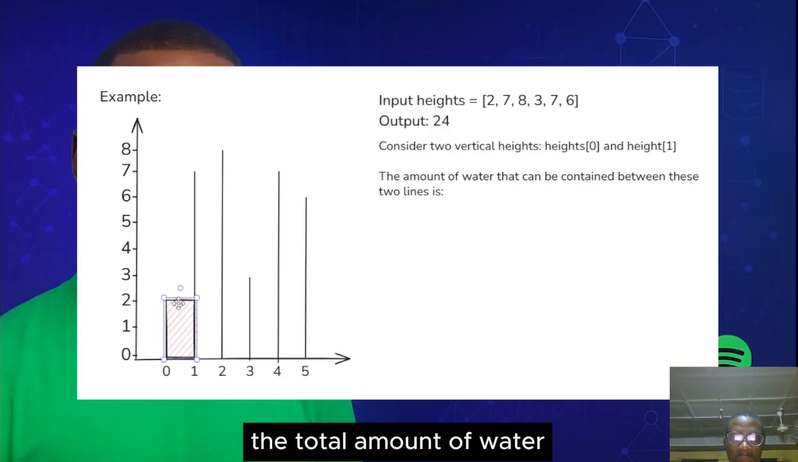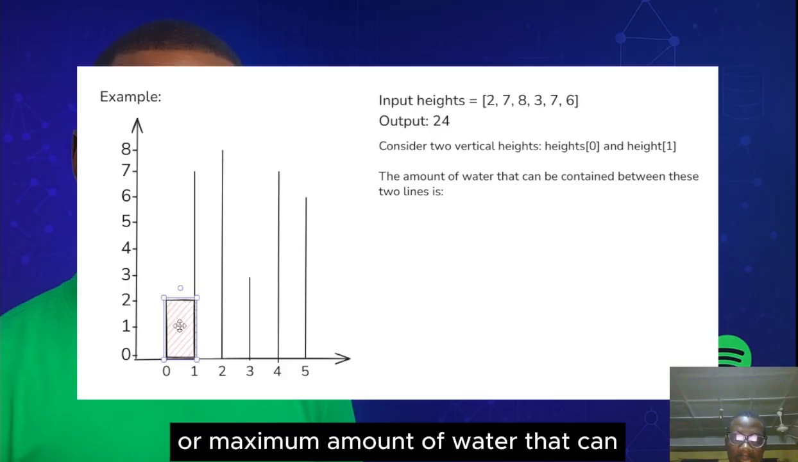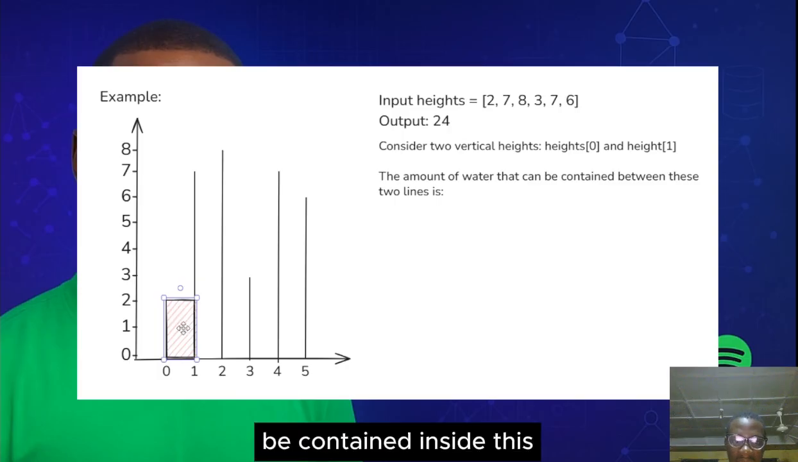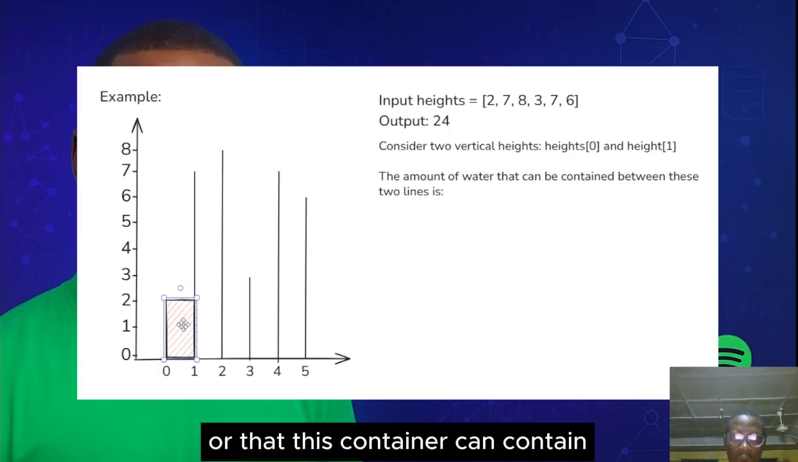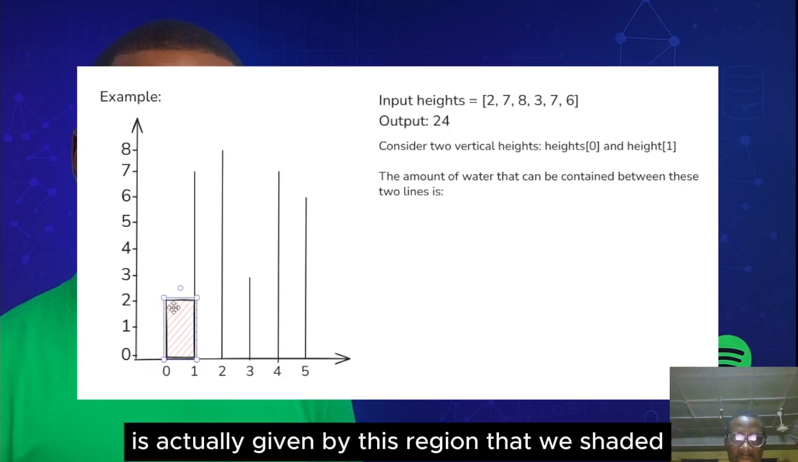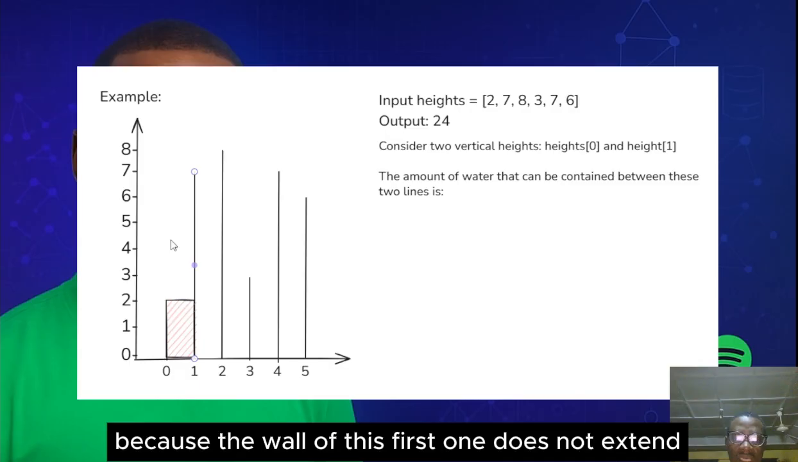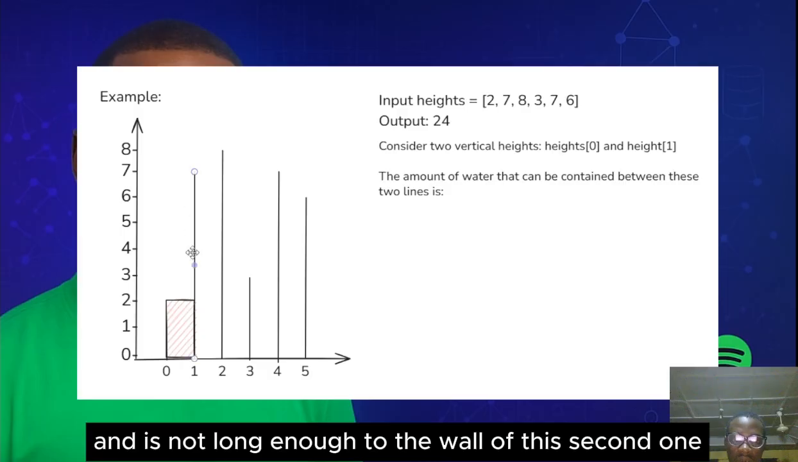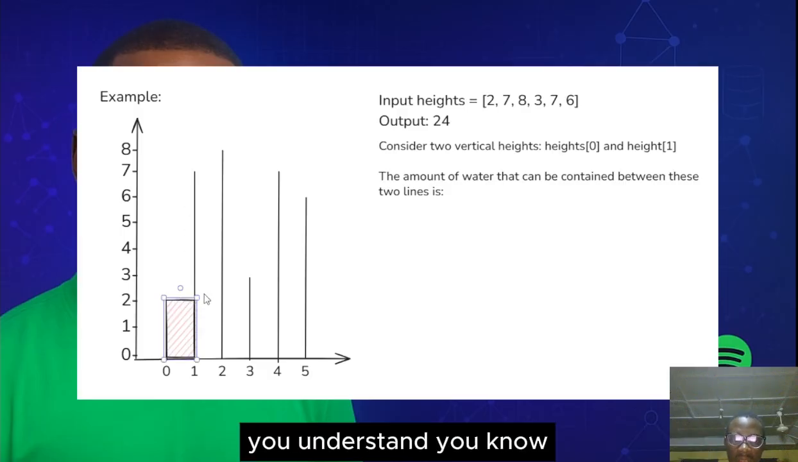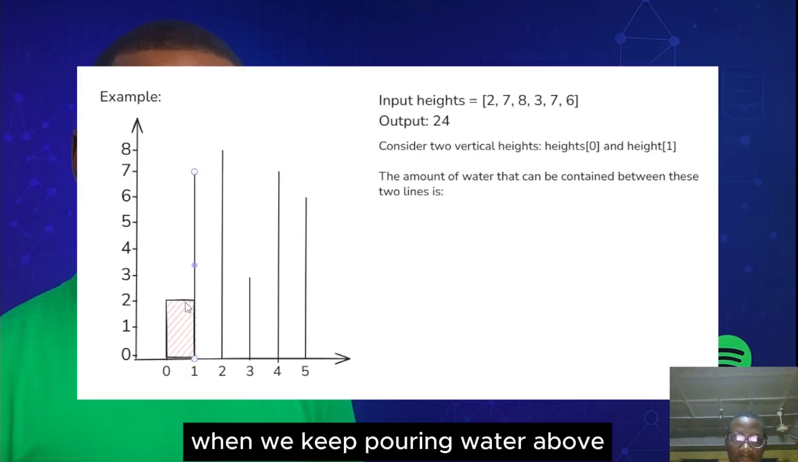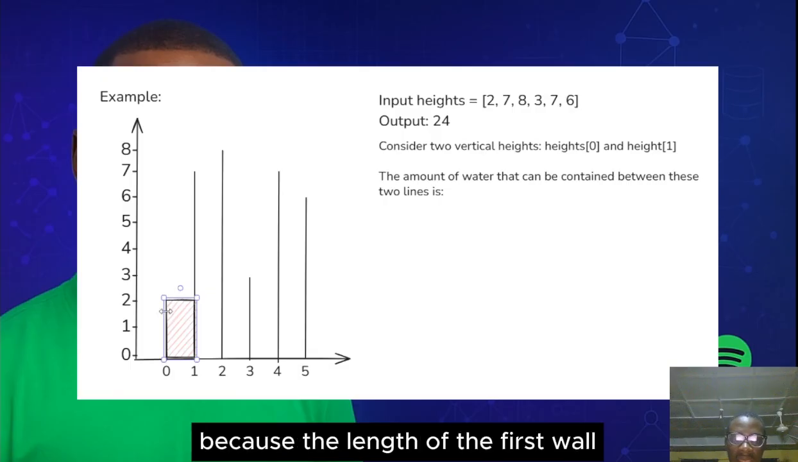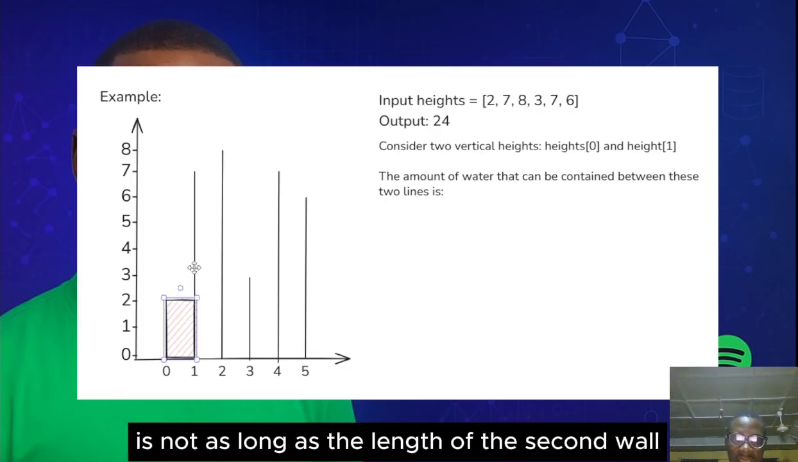the maximum amount of water that this container can contain is actually given by this region that we shaded. Because if we try to pour more water into it, the wall of this first one is not long enough to reach the height of the second one, so it will be limited. When we keep pouring water above this particular region that we shaded, it will just keep pouring out. Why? Because the length of the first wall is not as long as the length of the second wall.